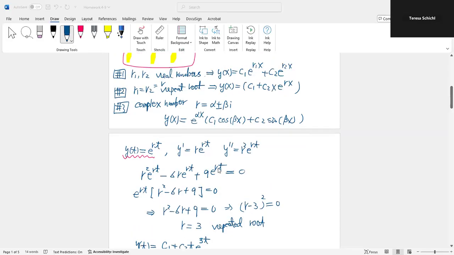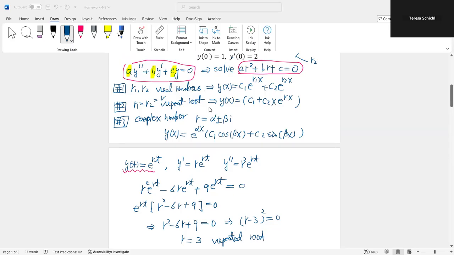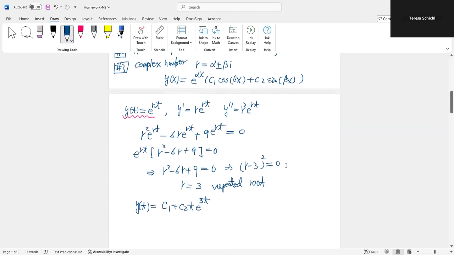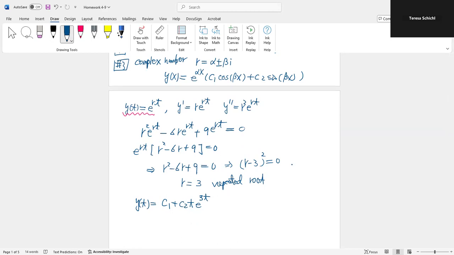While ago I made one small mistake here, my parenthesis should be in here. So it's (C1 plus C2 t) e^(rt). The same thing here: this is (C1 plus C2 t) e^(rt), because it's a repeated root, r equal to 3. So I have 3t here.